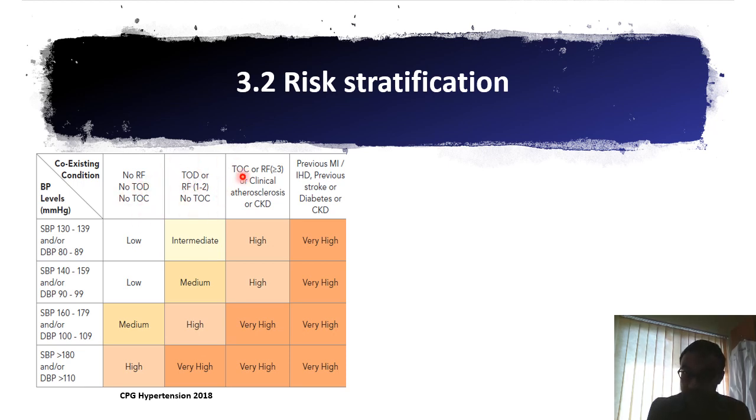Here the risk factor 1 or 2, the risk factor more than 3, and here we have already cardiovascular disease, where the patient already has CKD, diabetes, or stroke. We can see here the classification: low, intermediate, medium, high, and very high.